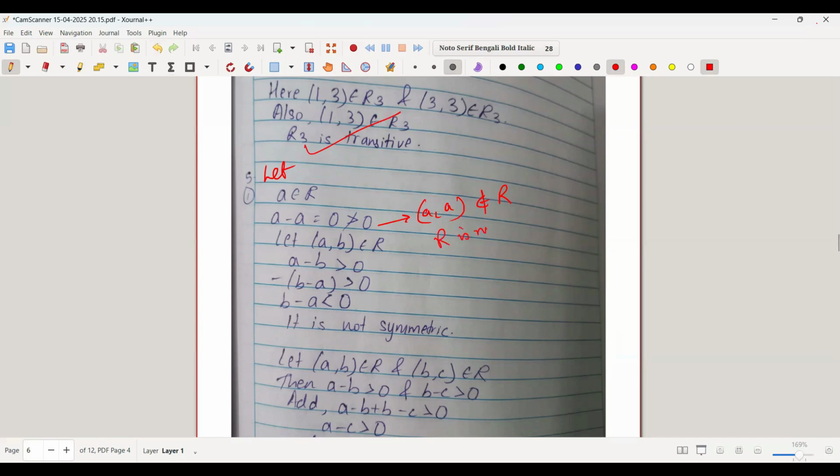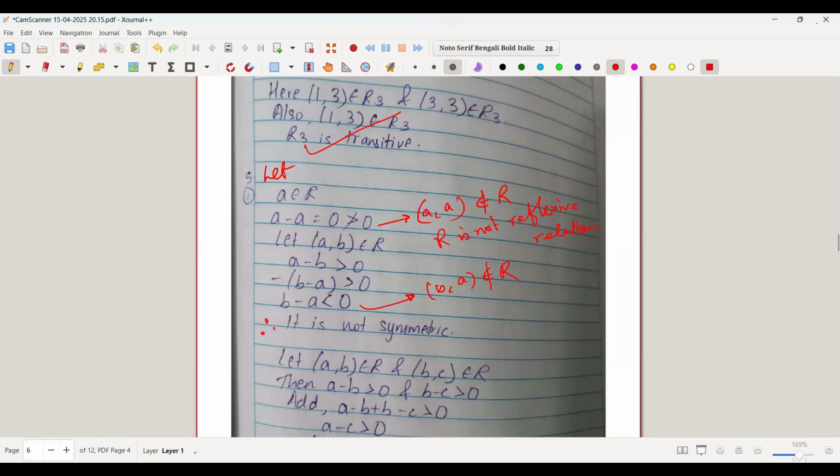R is not a reflexive relation. Let (a, b) belongs to R. Then a minus b is greater than 0. Then minus (a minus b), that is b minus a, is less than 0. So here you have to write one more line: (b, a) does not belong to R.